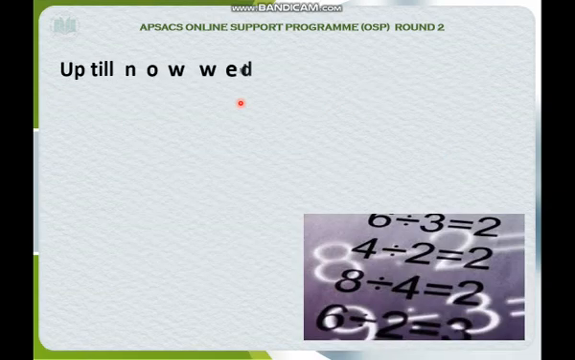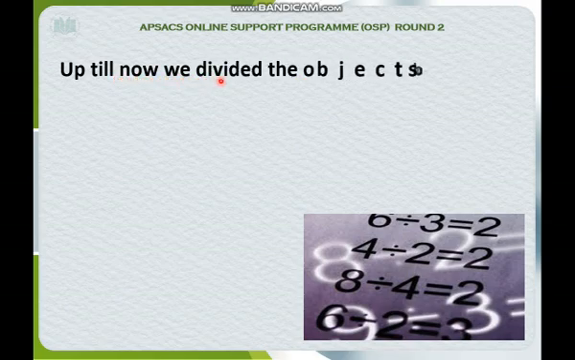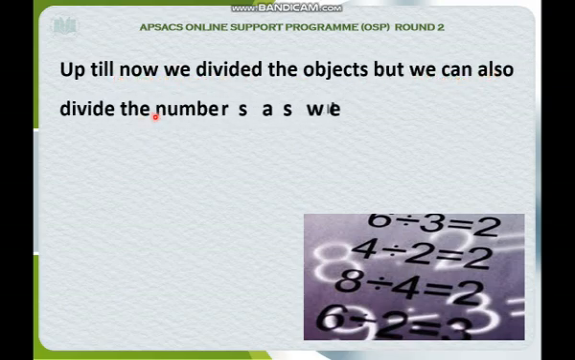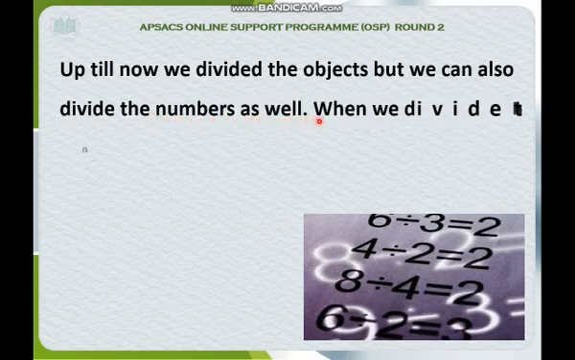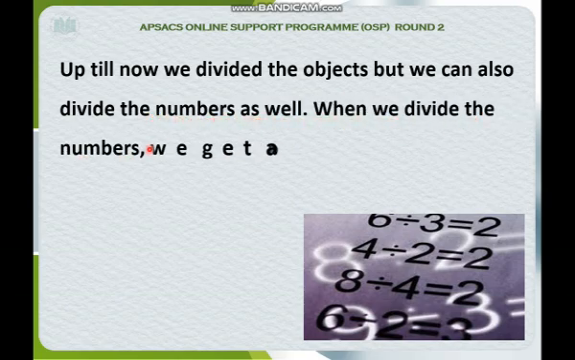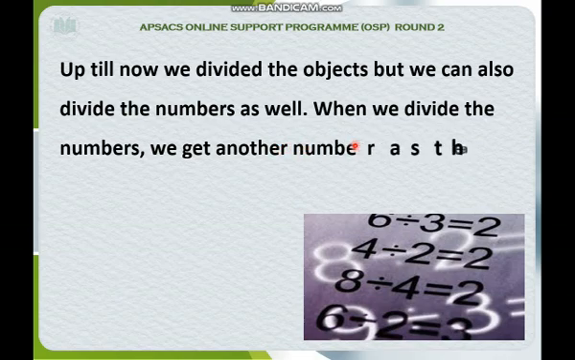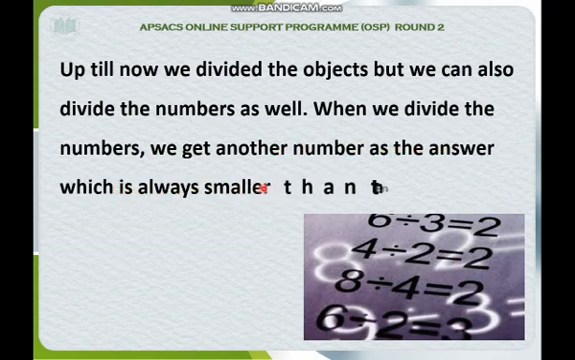So up till now we have divided the objects, but we can also divide the numbers as well. When we divide the numbers, we get another number as the answer, which is always smaller than the number divided.